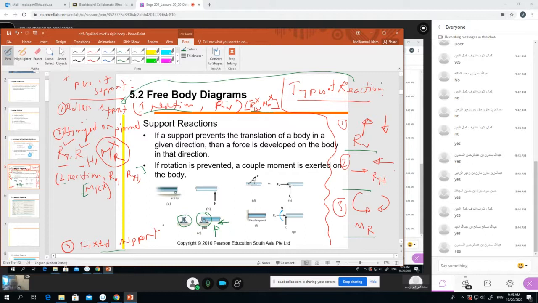Okay, done. Now let's go to the fixed support. Fixed means, an example is here. Something is fixed, like suppose you have a wall, or something fixed from inside. Fixed from inside.